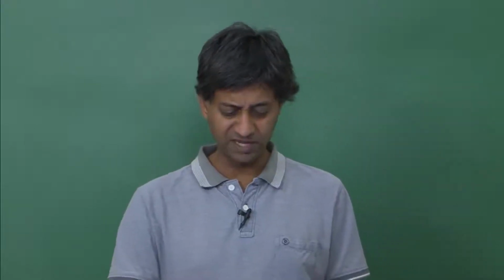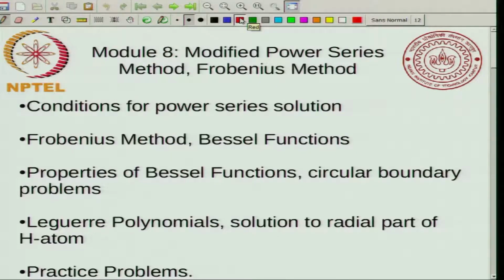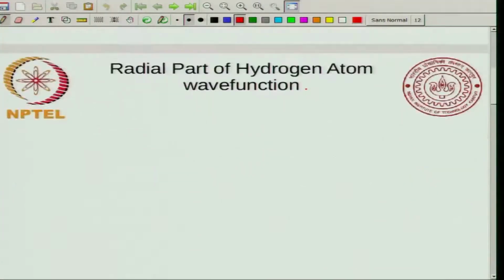So, in today's class I am going to talk about Laguerre polynomials and how they appear in the solution to the radial part of the hydrogen atom problem in quantum mechanics. Okay. So, let us just remind ourselves.